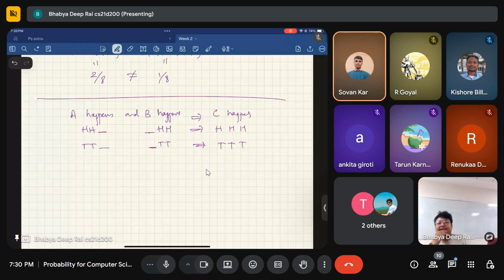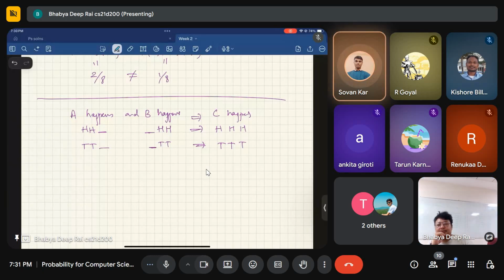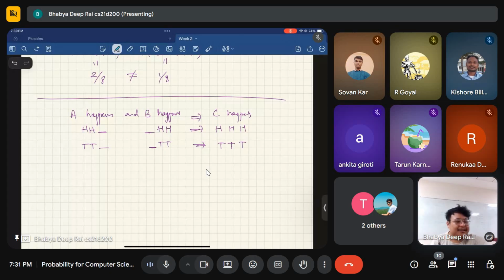So A, B, C, do they partition? No, they don't partition, but they cover the sample space. There is an intersection, but they cover the whole sample space. They don't partition, but they cover. That's right.